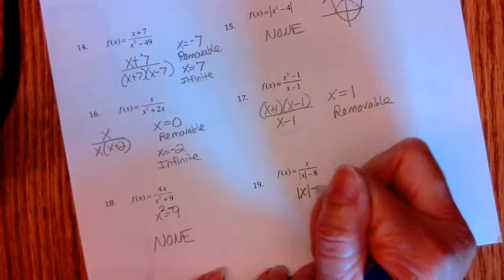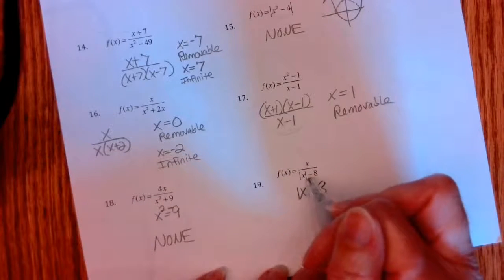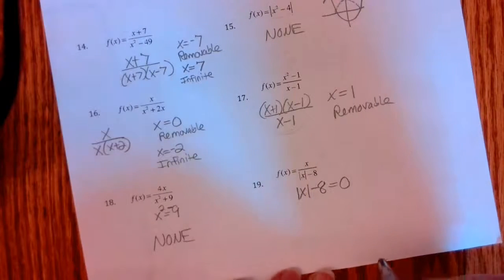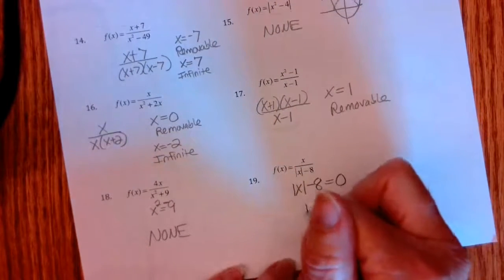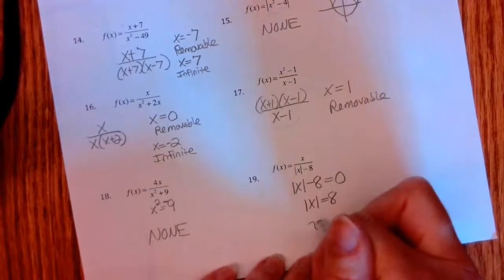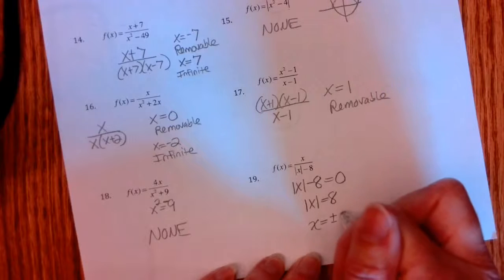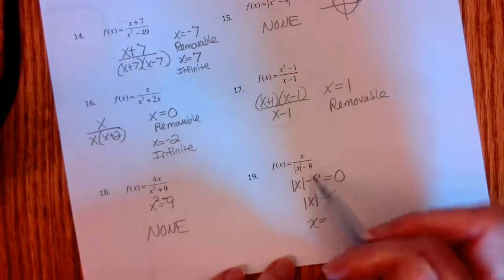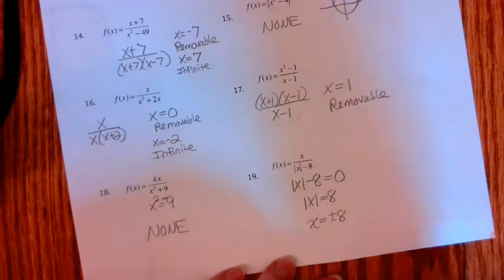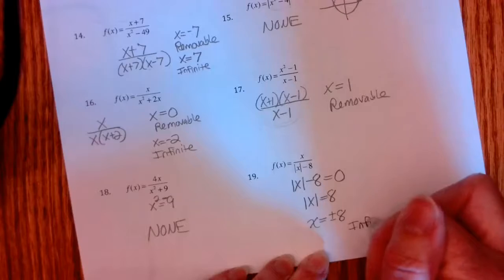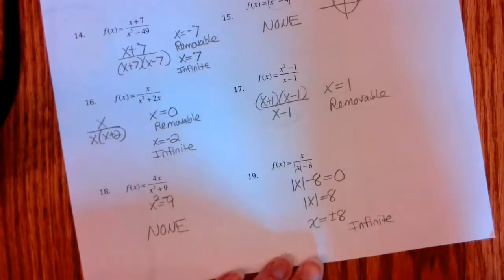Absolute value of x minus 8. Here the absolute value matters because it's part of the denominator. So I'm setting the denominator equal to 0. Absolute value of x is equal to 8. And I come up with x equaling plus or minus 8. Both of these values make it 0 in the denominator only. So these are the infinite type of discontinuity.